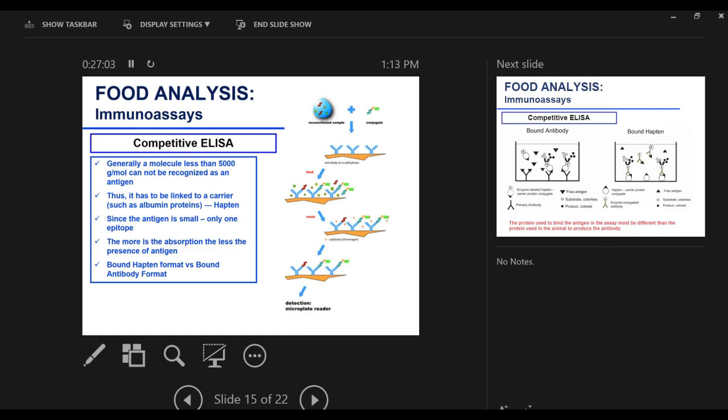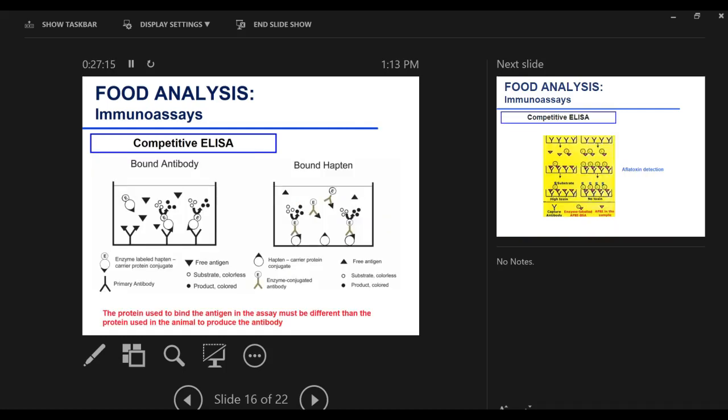Because this means you have less of it in the sample, the labeled one has room to bind, whereas the non-labeled one that is in low concentration will not compete as much. And this is another illustration. So here in this case, bound antibody. So we have our hydrophobic surface, we have our antibodies bound to it, and then we have the antigen and the hapten that has the antigen that is labeled. So if I have less of my antigen in the sample, more of the labeled one will be bound. Okay? That means higher absorption.